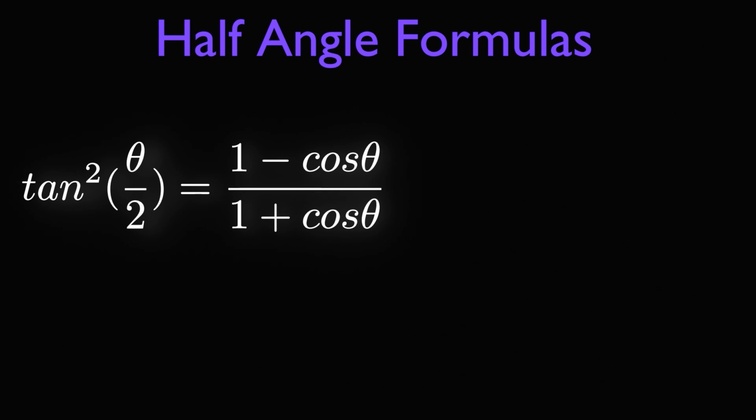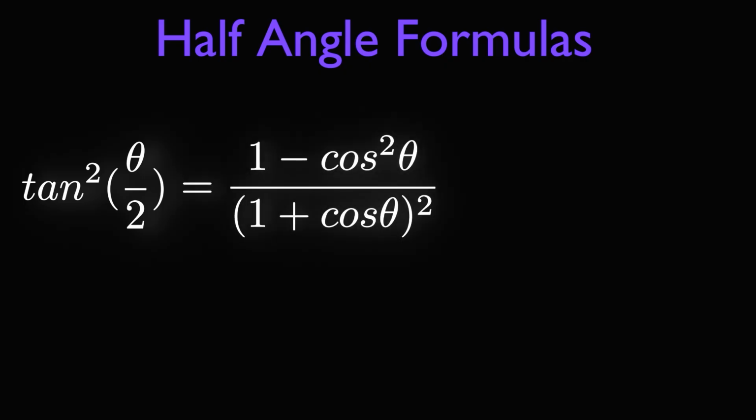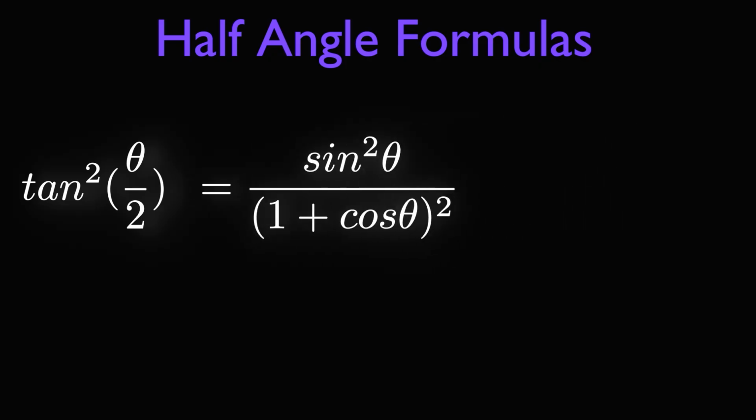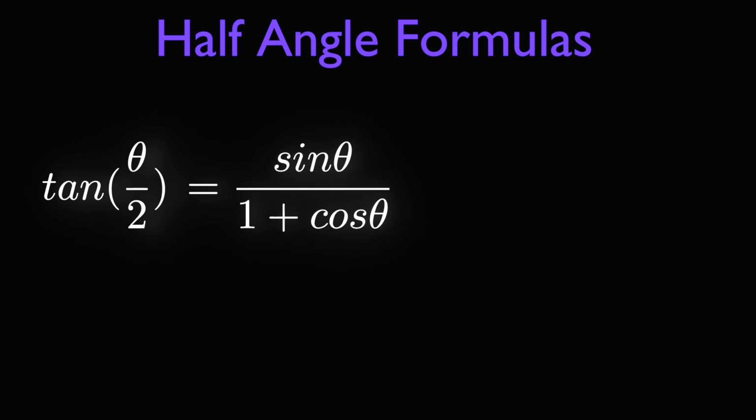We can now multiply with 1 plus cosine divided by 1 plus cosine. This will turn the numerator into 1 minus cosine squared theta and the denominator into 1 plus cosine theta all squared. From the Pythagorean identities, we know that the numerator turns into sine squared. Now remember, we squared the tangent, so in order to get the half angle formula for tangent, we need to take the square root. And this actually nicely cancels out both exponents here, turning it into tan half theta is equal to sine theta divided by 1 plus cosine theta.